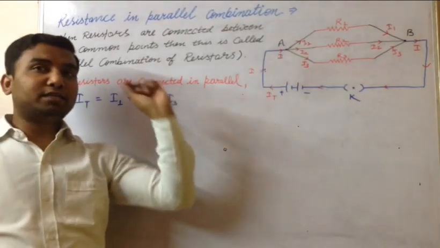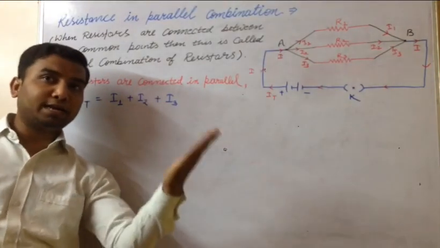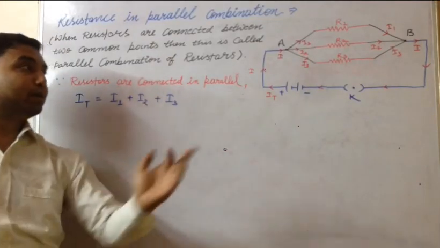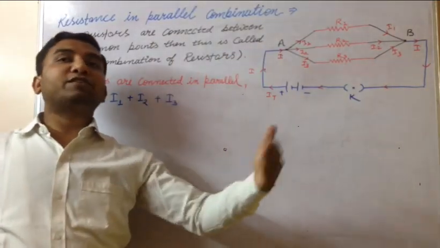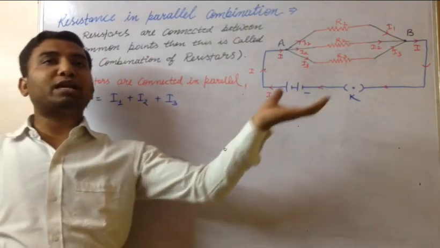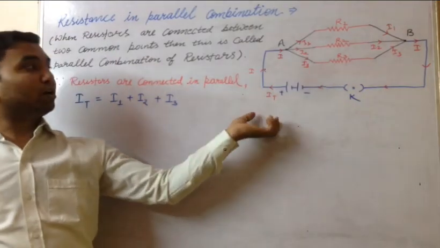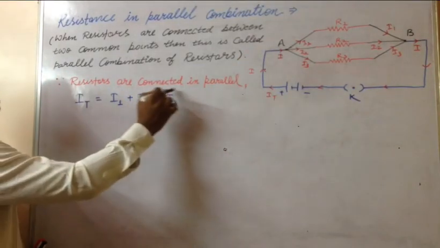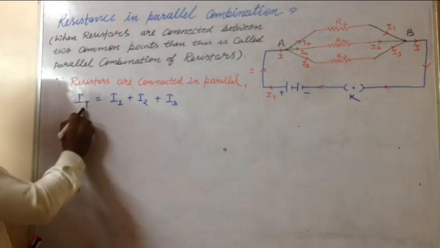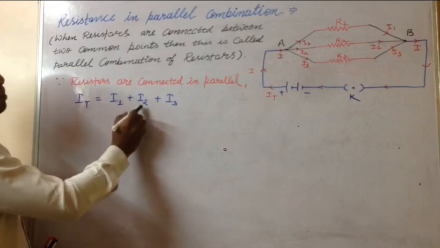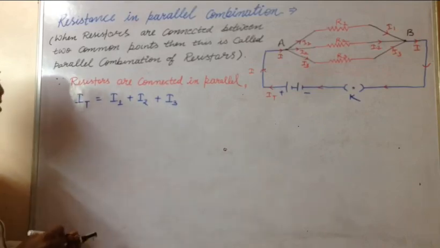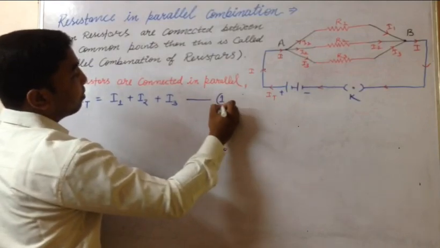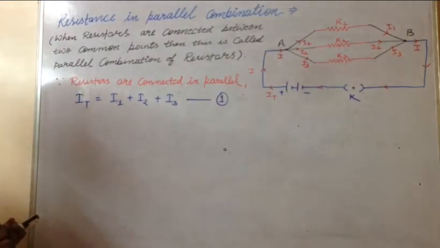When the resistors were connected in series, what was happening? The potential difference was splitting into V1, V2 and V3. But because here current is splitting, what are we going to write? Because resistors are connected in parallel, the total current would be equal to I1 plus I2 plus I3, and we can give a name to this. That's equation 1. The technique is the same.